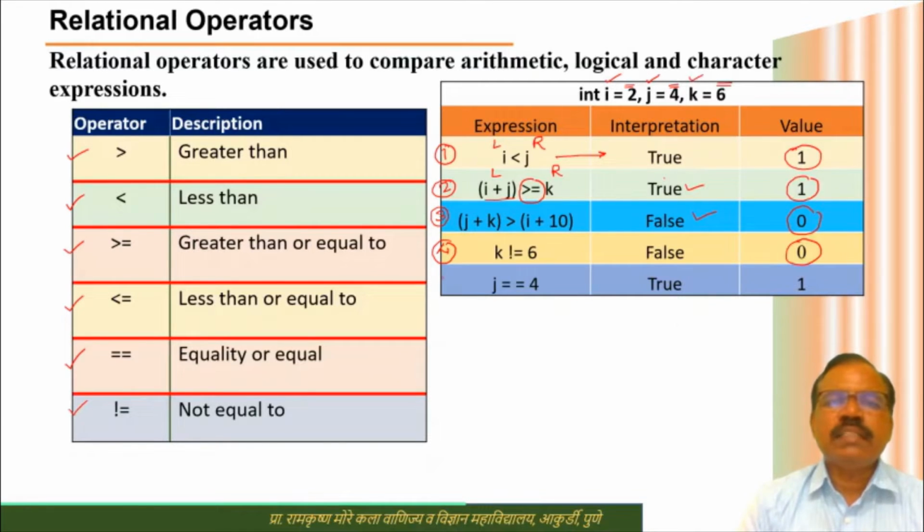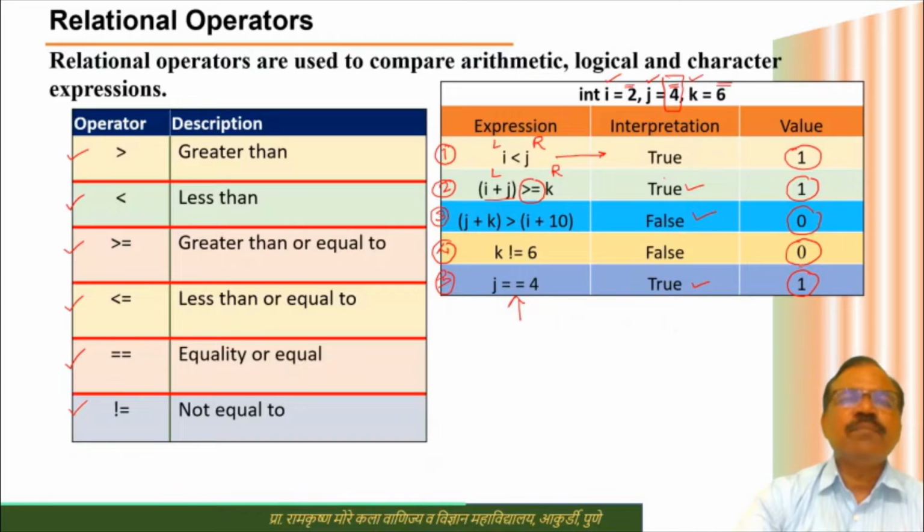Now the next expression is j equal equal 4. The value of j is 4, we know here. And equal equal 4, the equality operator, is equating these two, meaning left side and right side. So it is true, and it will return value 1. So in this way, relational operators work.